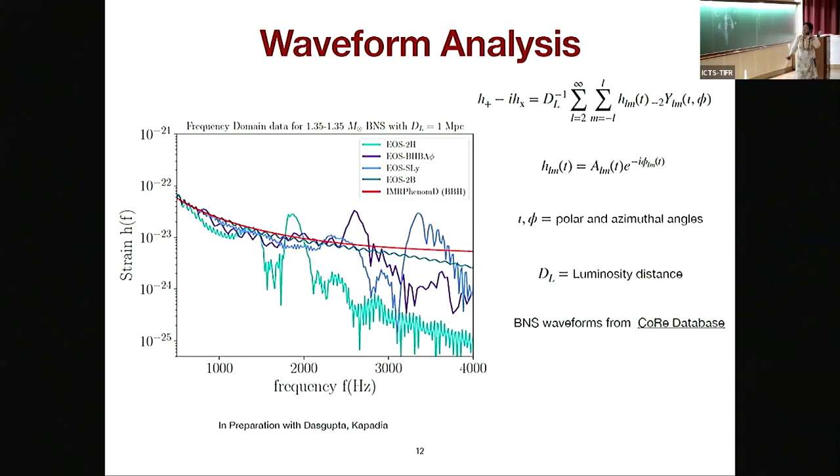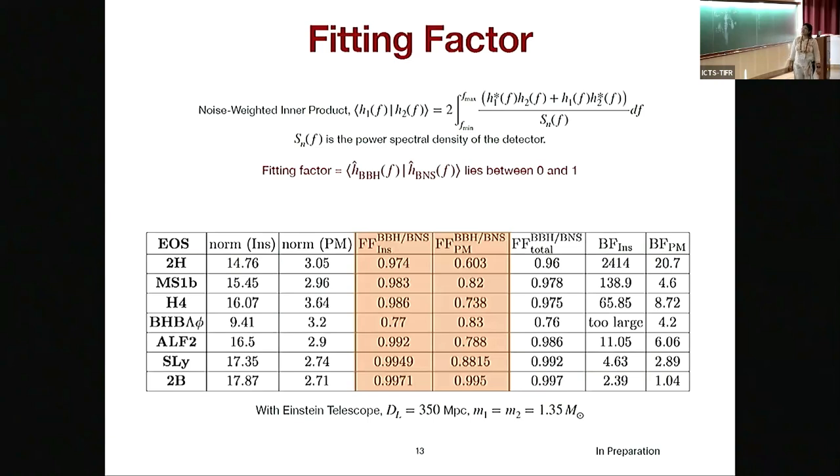Yeah. So what we can do is calculate a factor called the fitting factor. So how well can a BBH waveform fit the BNS waveform? The noise weighted inner product is defined by this, where Sn is the detector PSD, the power spectral density. So we have the 1.35 solar mass BBH waveform, and we have the 1.35 solar mass BNS waveform. If the fitting factor is 0, then it doesn't fit the model at all. If it's 1, then it fits perfectly.